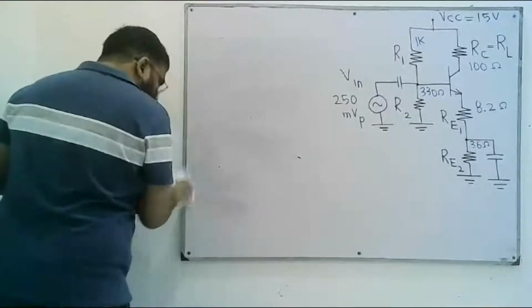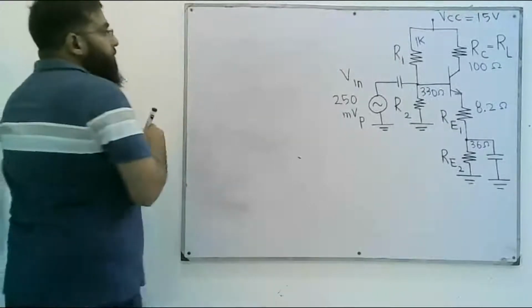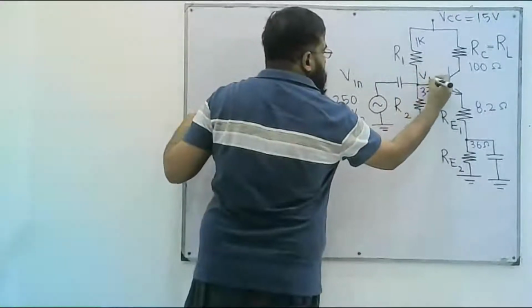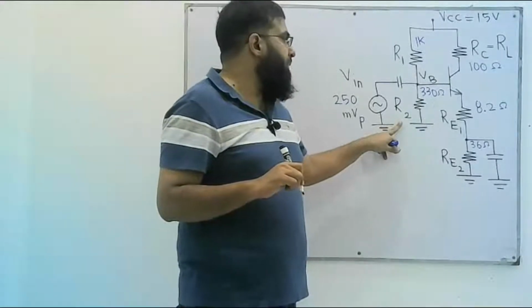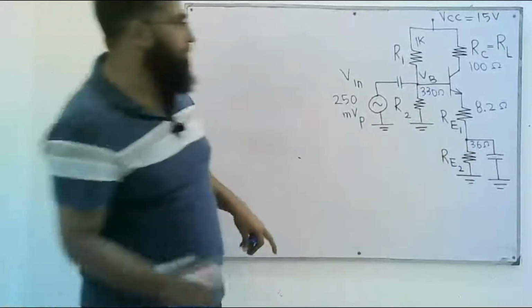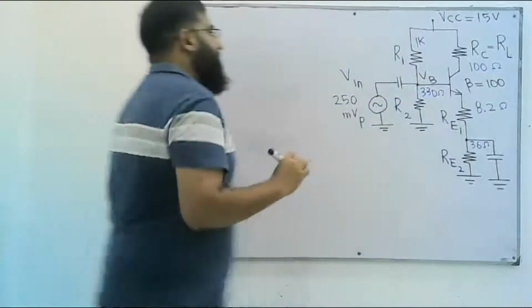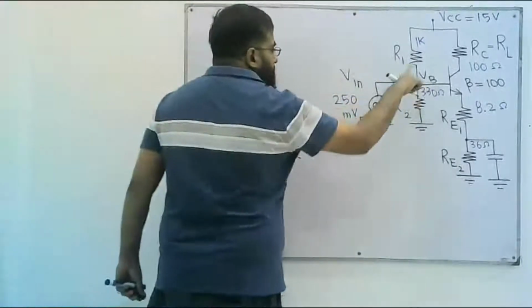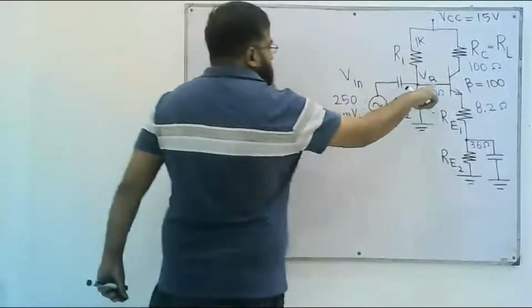So let's first find VCEQ and ICQ. To find ICQ, we first need to find this voltage, VB. Since this R2 is much smaller than beta times RE1 plus RE2, and beta is given to be 100, we can assume that the current entering into the base terminal is negligibly small compared to the current flowing in this branch. So this current is negligible.